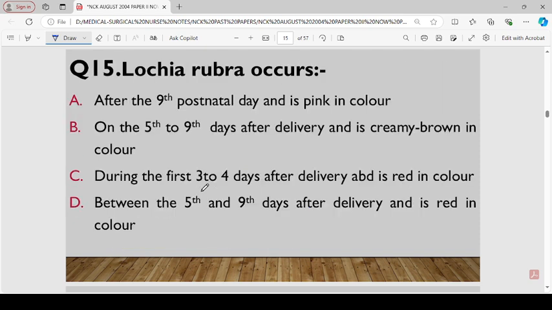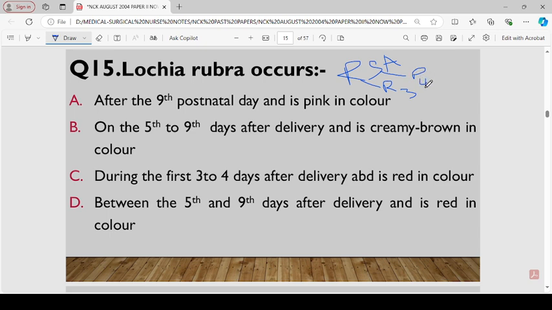Lochia rubra occurs, right? I think we have already agreed to remember the three types of lochia. We normally say of the Republic of South Africa, so R-S-A: the rubra, the serosa, and the alba, right? Of course, rubra is usually red, in the first 3 days. Then serosa is the one whose color most candidates will forget. It's supposed to be pink.